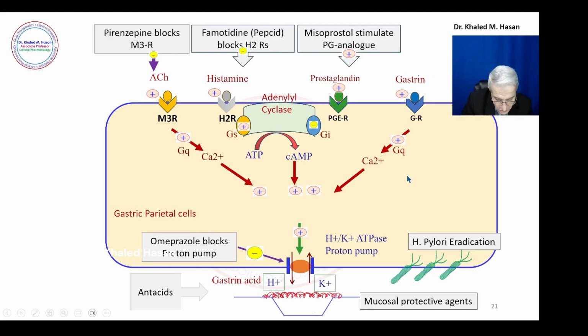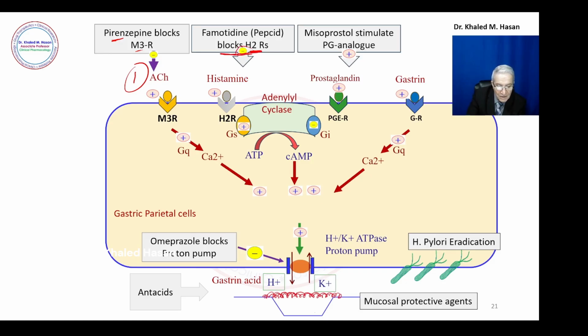Okay, so you can see here how many groups. Number one, we can use something to block acetylcholine, and here we have a suggestion, pirenzepine. This medication blocks the M3 receptor. So pirenzepine, an anti-muscarinic medication, blocks the M3 receptor and decreases acid secretion, number one. Number two, we can block the histamine receptor with H2 receptor blockers.